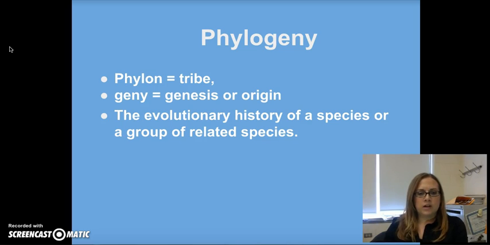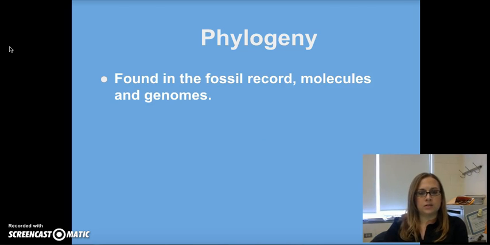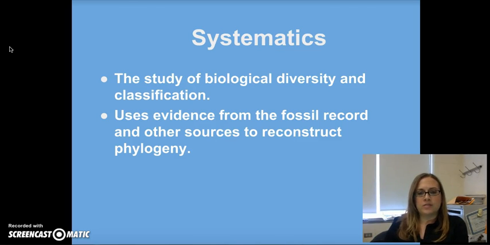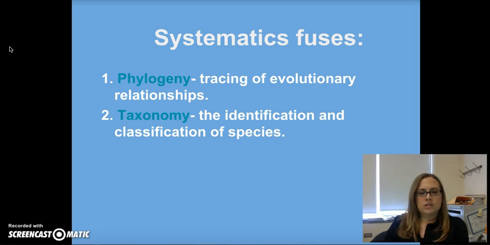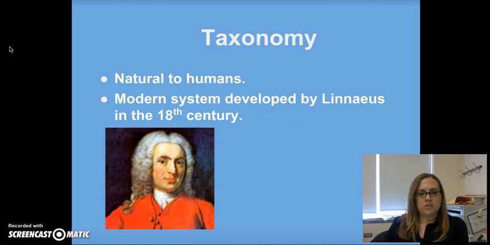When we talk about phylogeny, what we're looking at is the evolutionary history of a species or a group of related species. And so we look at things like the fossil record, at molecules, and at genomes when we talk about phylogeny. Systematics is the study of biological diversity and classification. And so it uses evidence from the fossil record and from other sources to help reconstruct phylogeny. And so really systematics fuses phylogeny, which is the tracing of evolutionary relationships, as well as taxonomy, which is the identification and classification of species.